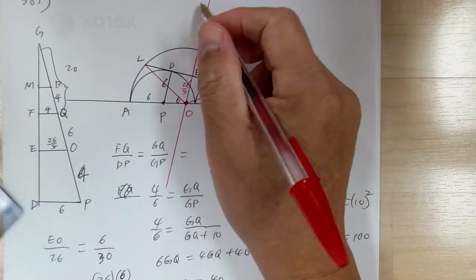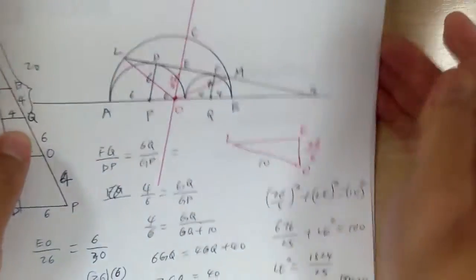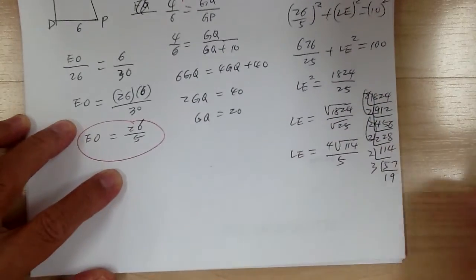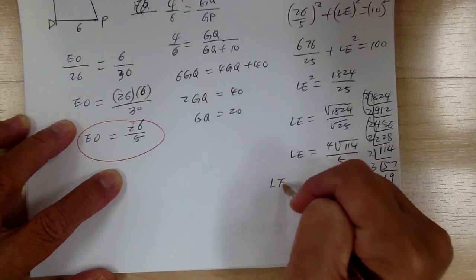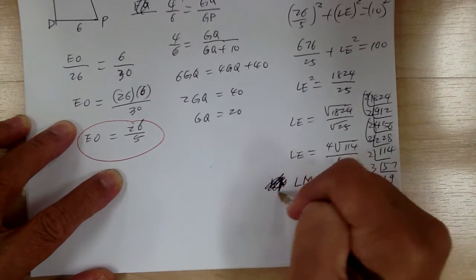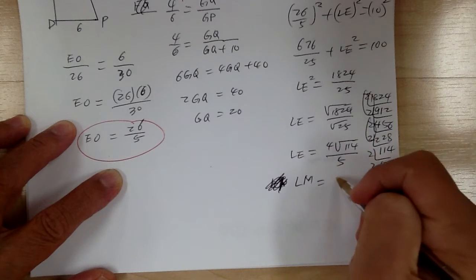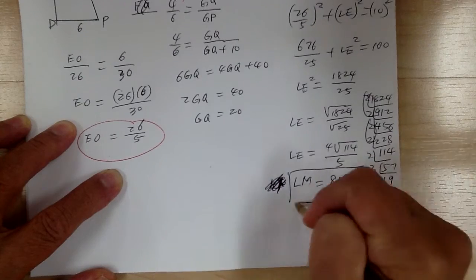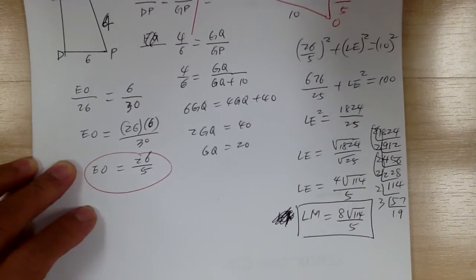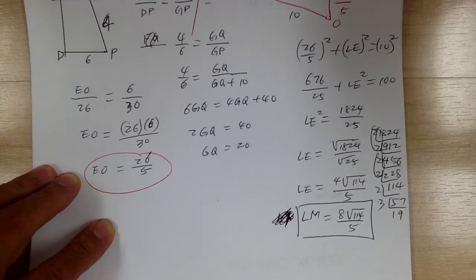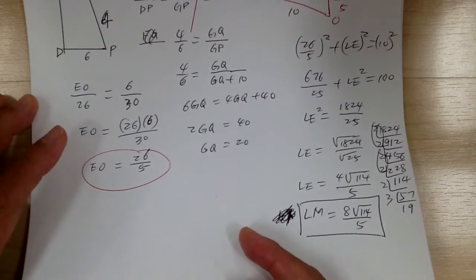Okay, so once you find LE, the chord, when you draw the perpendicular radius to the chord, this will bisect the chord. So LM would be just twice that, so it would be equal to 8 square root of 114 over 5. So this one takes kind of time, you have to go slow, step by step. Okay, let's go to the next one.